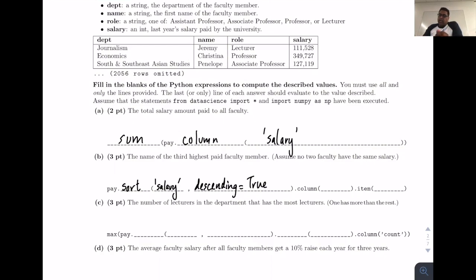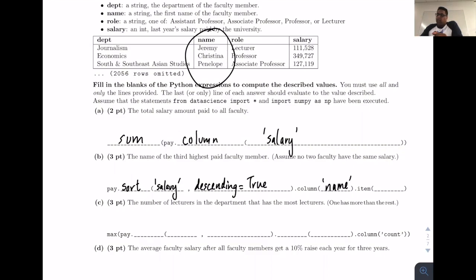So now we have the same table where everything's sorted by the values in salary. Like we said, we don't care about the actual salary values. All we want is the name of the faculty member. So what we can do is just take the column name.